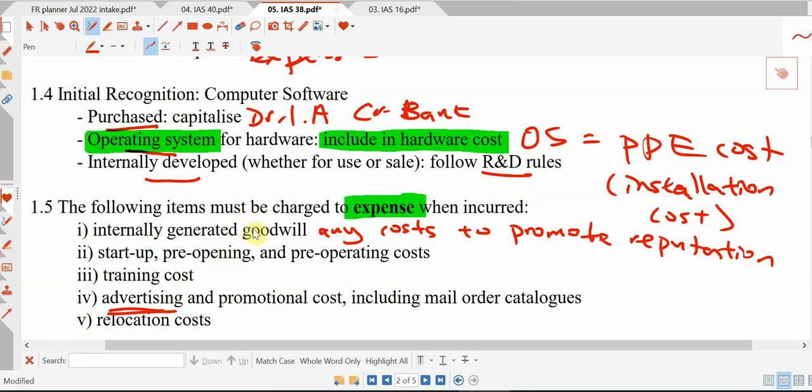So internally generated goodwill, expenses. Advertisement, expenses. And the business registration, look at the second point, startup cost. This is a business registration cost. That one is also expenses. Cannot be capitalized. Next one, training cost. This is human cost.